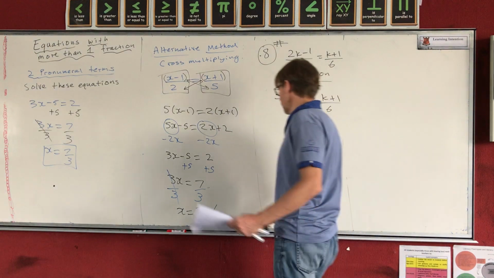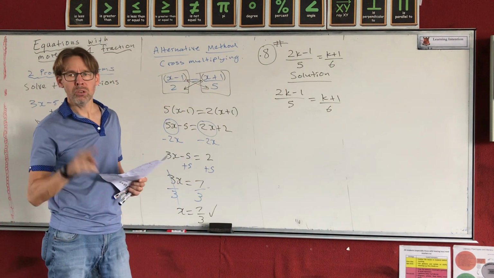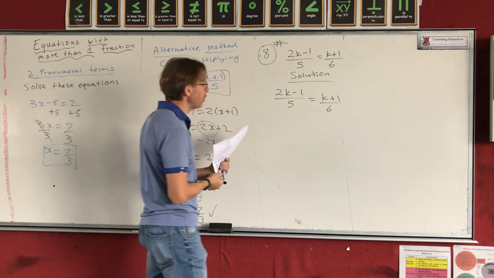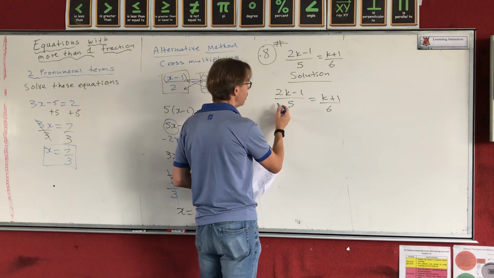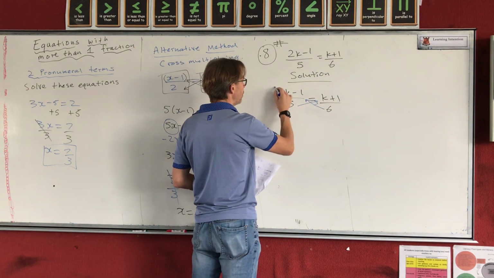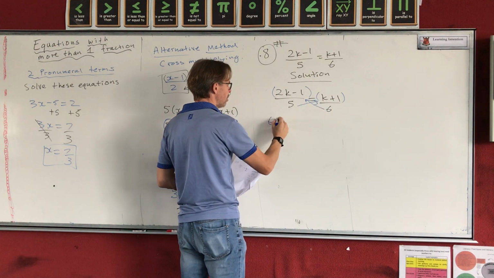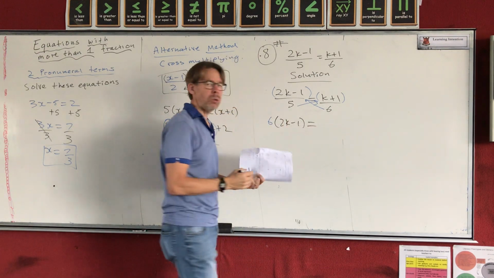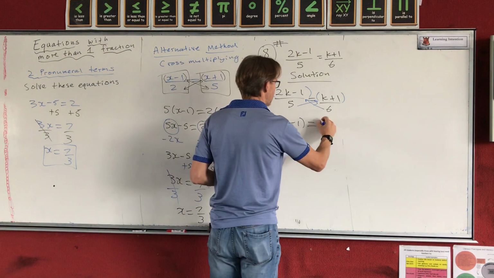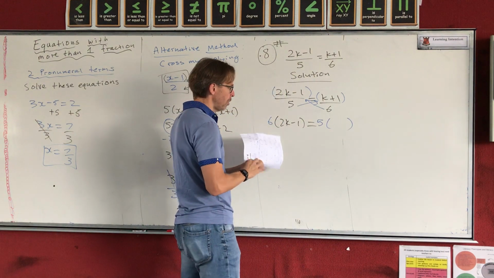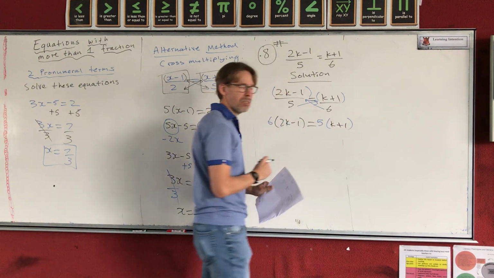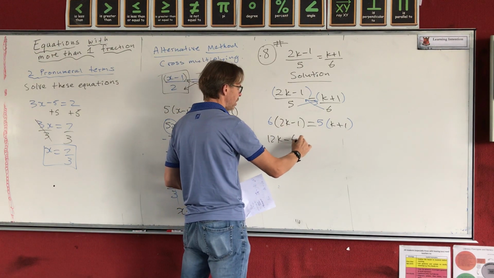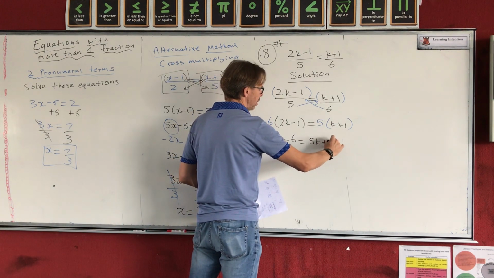So, I'm going to do this question two ways. And that way, whichever way you chose, you'll be able to check your working out. So first way I'm going to do is the cross multiplication way. So that way and that way, don't forget the brackets. So 6 outside of 2k minus 1 equals 5 brackets times by k plus 1. This particular question, this is the fastest way. Expand the brackets, 12k minus 6 equals 5k plus 5.